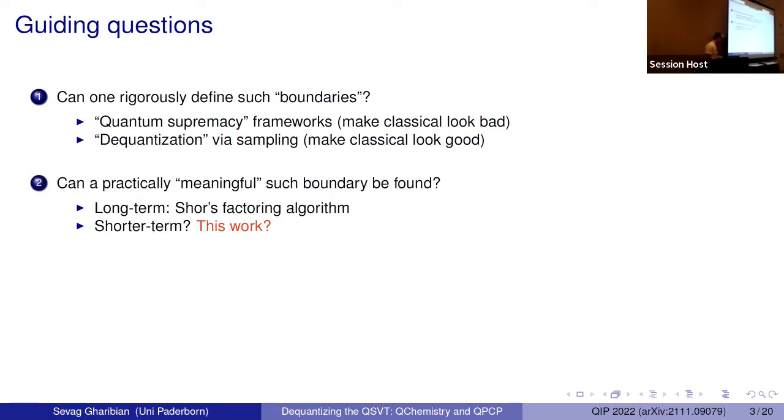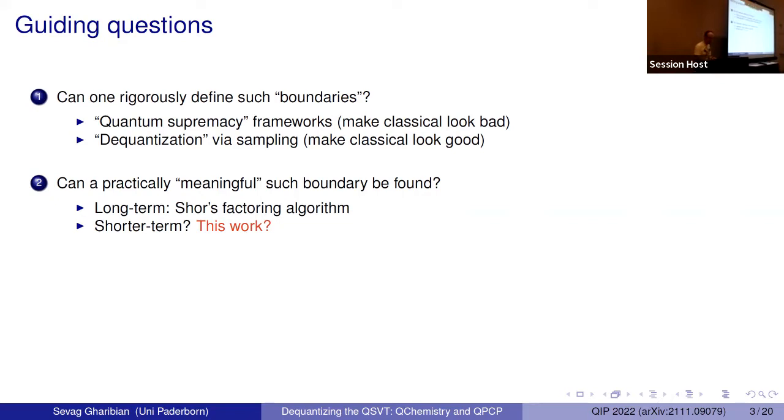The second one, of course, is that ideally we would like a practically meaningful such boundary. If you ask most people in this room, how would you demonstrate quantum supremacy to somebody who cares? You would run Shor's algorithm, because we don't believe classical computers can factor efficiently. But the problem is, we're not at a place experimentally where we could run Shor's algorithm on a large scale. So you might ask, in the shorter term, is there something practically motivated for which we can try to demonstrate so-called quantum supremacy?